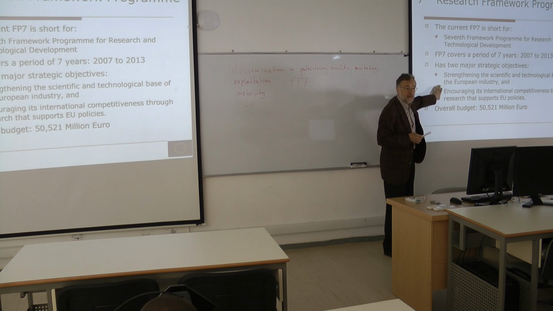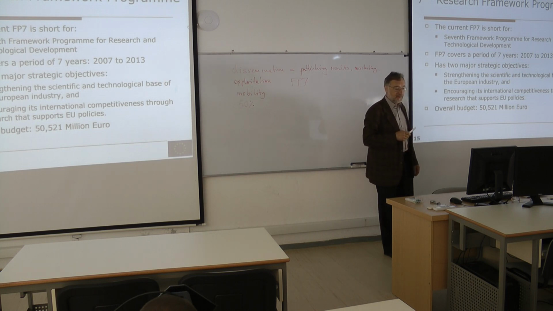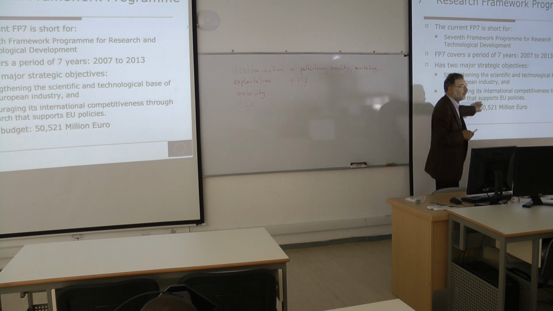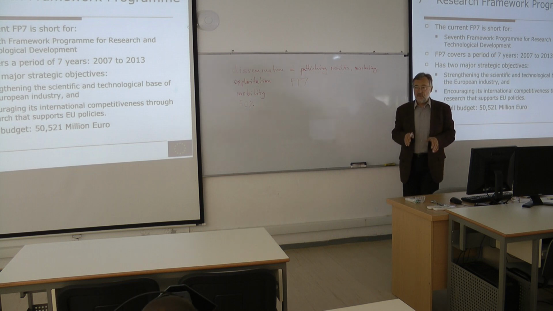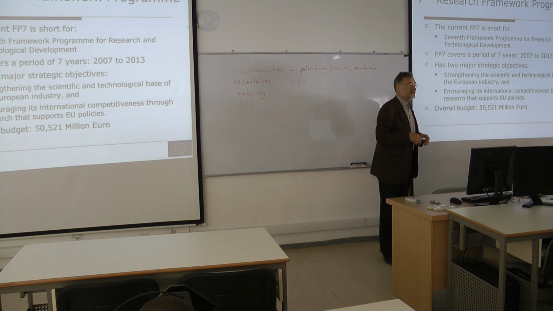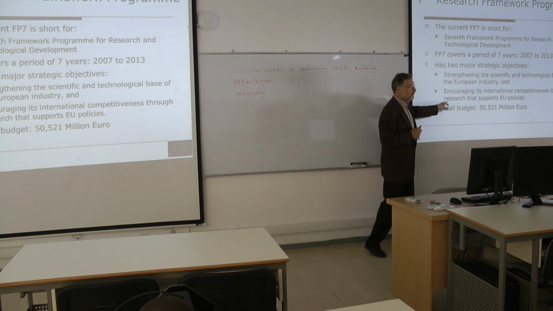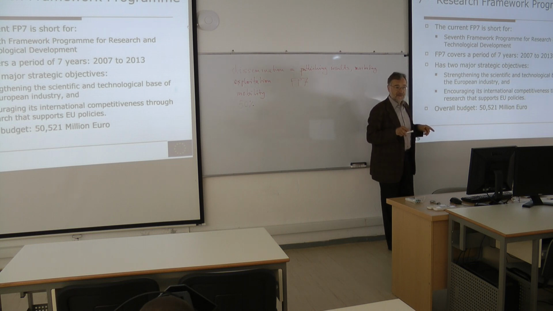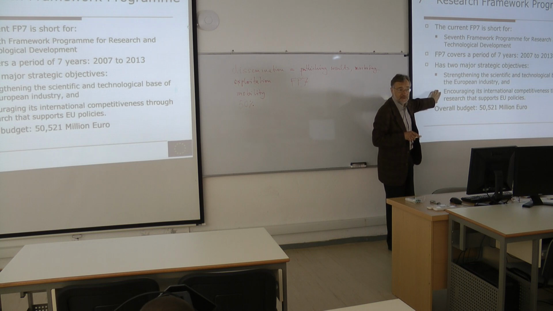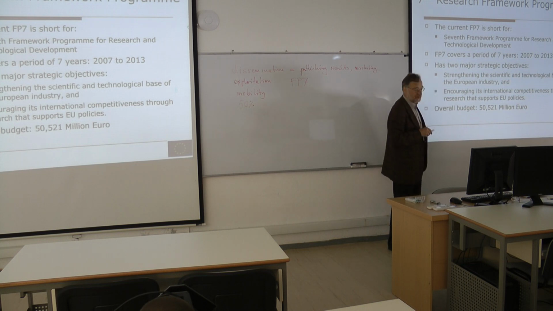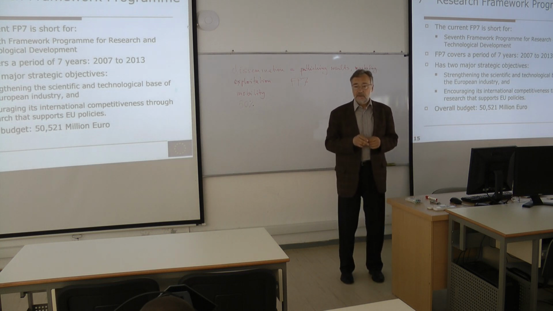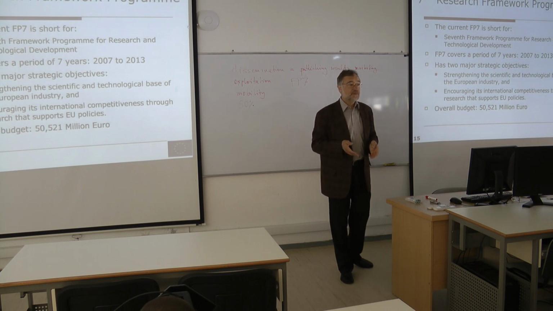See here, there are political objectives: strengthening the scientific and technological base of the European industry. This is the first, and encouraging international competition through research that supports EU policies. Here, I said this to you yesterday, we have the policies and all the financing programs support the implementation of policies. The European Commission gives money, gives grants, so that the EU policies can be implemented. And I will come back at the end of this day to the difference between these objectives and new objectives from 2014. Strengthen the scientific and technology base of the European industry. At the end, again, from a political side, we hear about competitiveness, which means economic growth, creating more jobs.